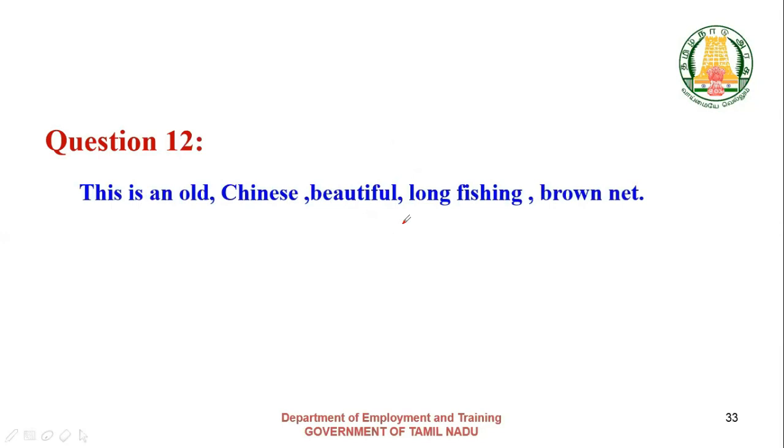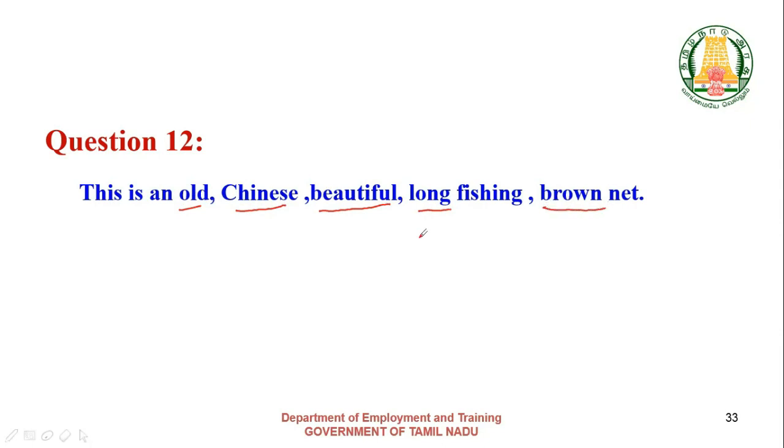Question number 12. This is an old Chinese beautiful long fishing brown net. The sentence has more than two adjectives. The first adjective is old, the second one is Chinese, and the next ones are beautiful, long and brown.